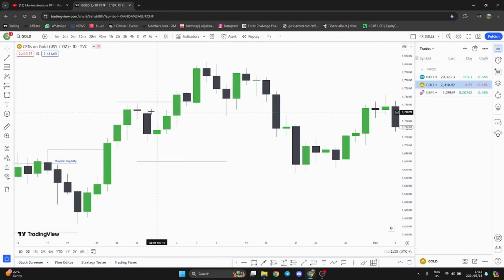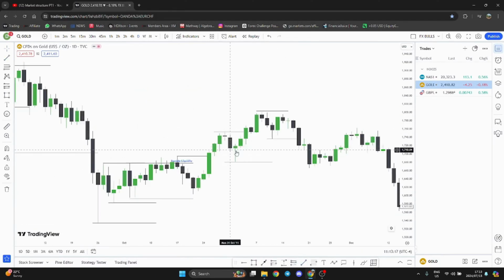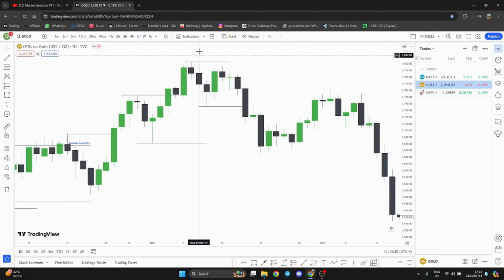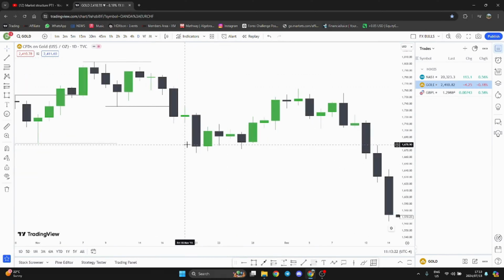Then what does price do? It takes out the high and it keeps on trading above that high. So price closes above it and trades above that high. And then what do we get next? A new high being put into place, and a new low being put into place. Sorry, I didn't select that. So there's our new high, there's our new low. What does price do?